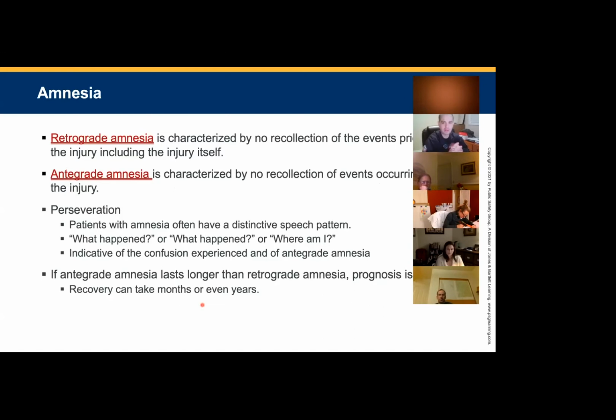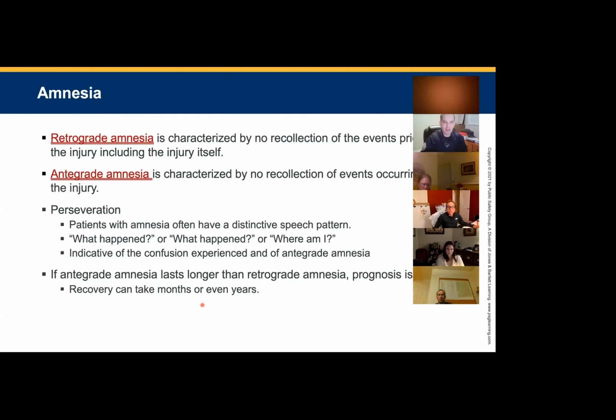That would be like you go up on scene and you assess that snowboarder who came off a jump, and you ask, hey, what's your name? They know their name, and you say, tell me what happened. And they say, I don't know. Can't tell you what happened. That would be an example of retrograde amnesia.